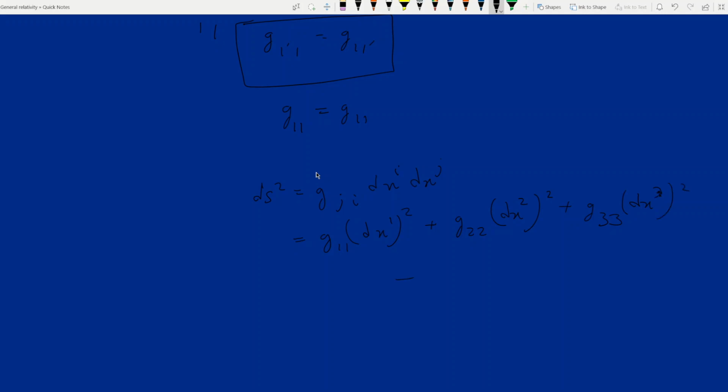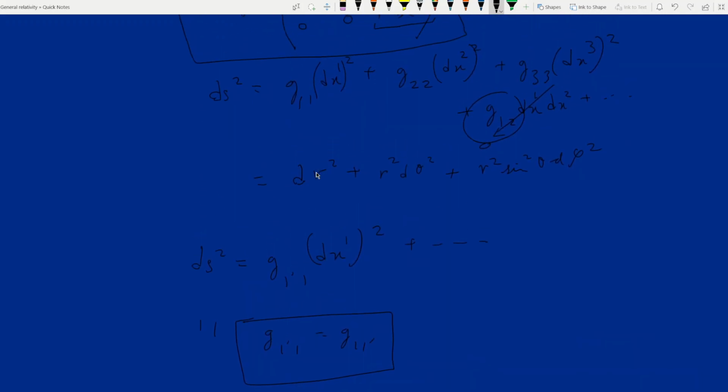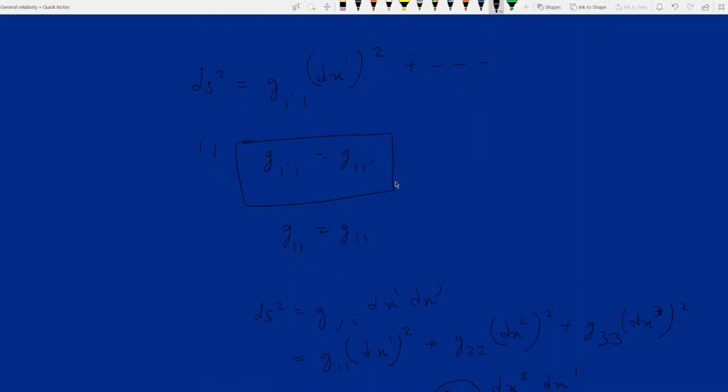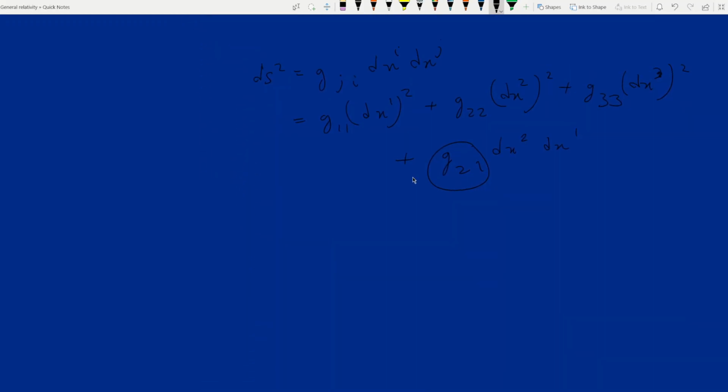And then we have these other terms, g of 2 1 dx2 dx1. Well, what's g of 2 1? That's simply 0, right? Second row, first column. So that component is 0. So all of the other terms will go to 0, right? That is why we can say that g of ji is basically equal to g of ij.